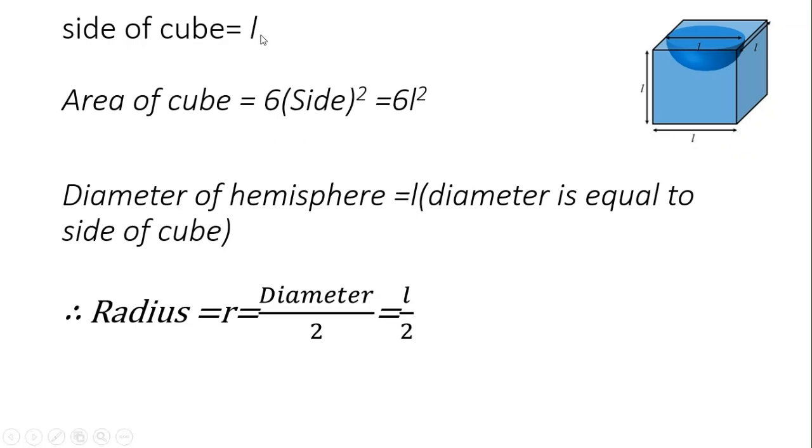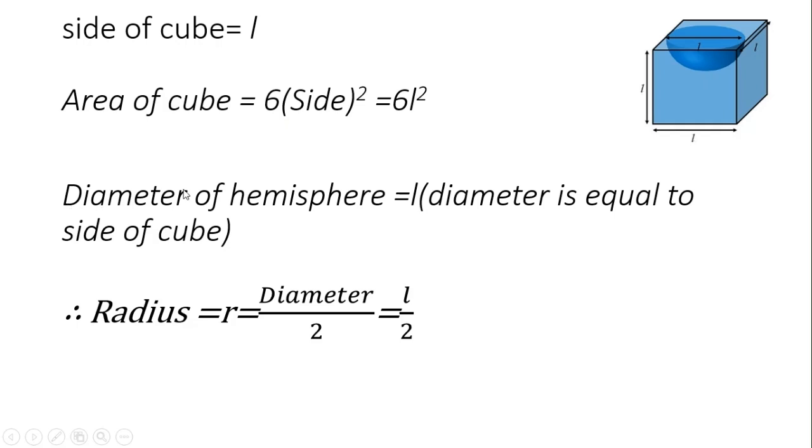So the side of the cube is L. We have taken L. You can take A, you can take X, whatever it is, but we have considered it as L. So the area of the cube, how will you get? It is 6 into side square. That will be the area of the cube. 6 into side square means 6L square.